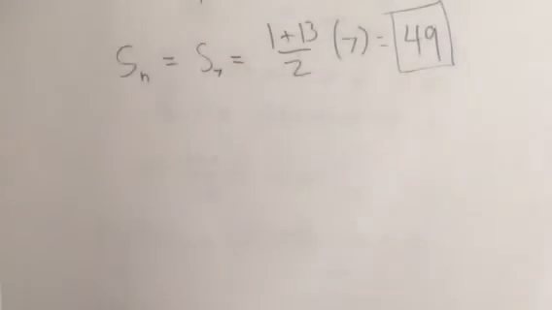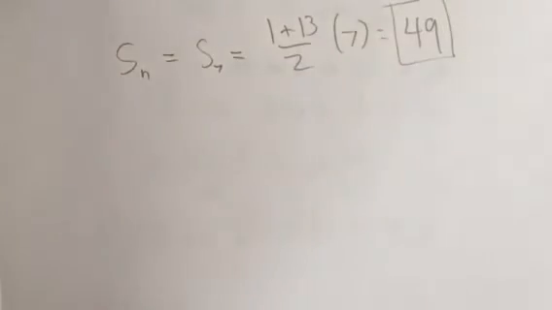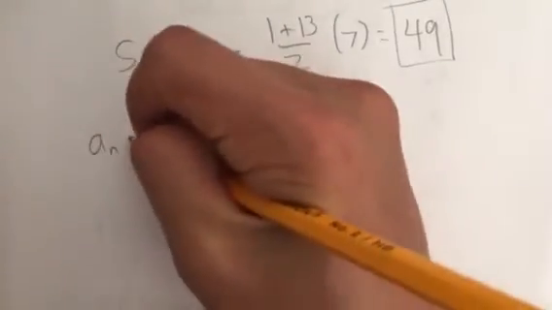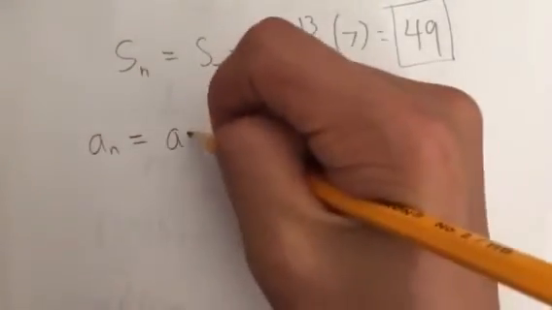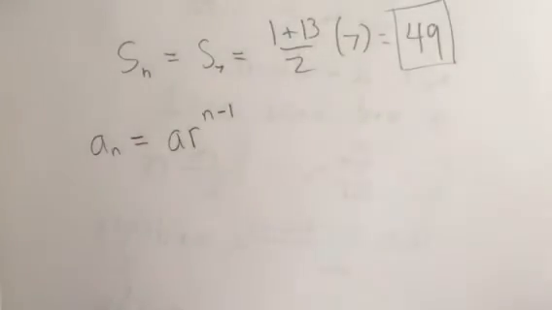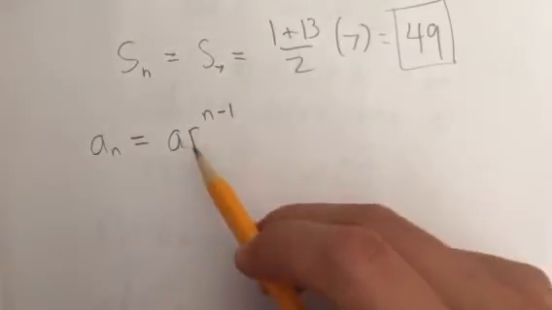Okay, the other type of series is geometric series. Geometric series are related to geometric sequences. In a geometric sequence, the nth term is the first term times the common ratio to the n minus 1th power. Okay, let's look at this.